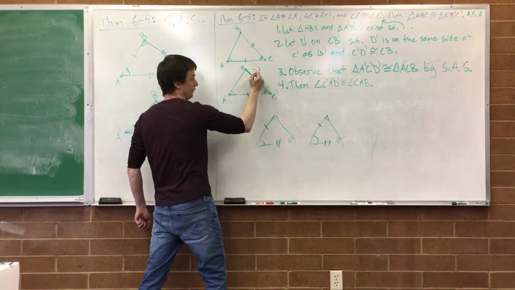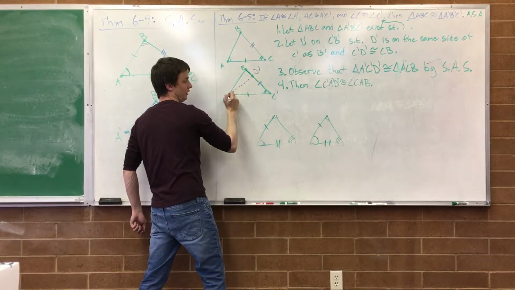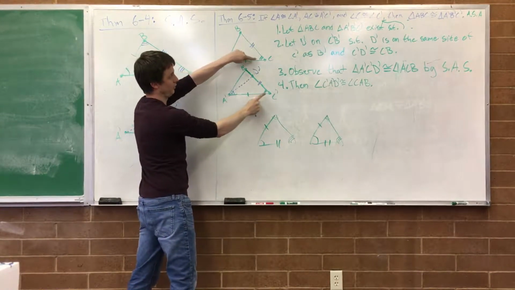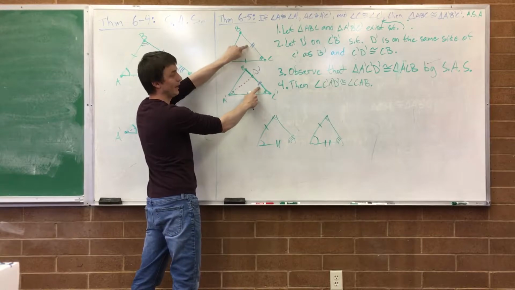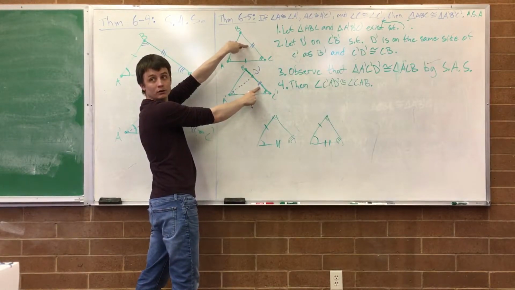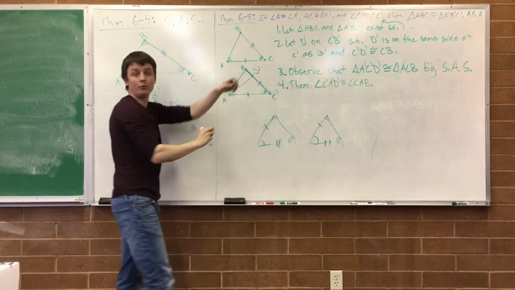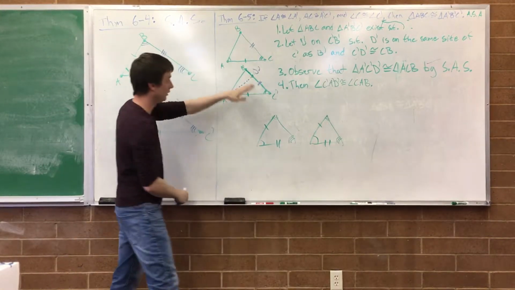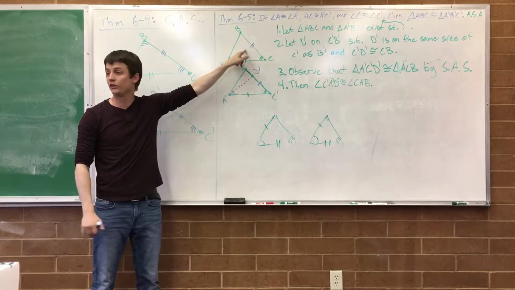Now, if you pay attention to this triangle, it has a side in common with this triangle, an angle in common with this triangle, and a side in common with this triangle. So by the side-angle-side theorem that we just proved over here, that smaller triangle and this triangle are congruent.